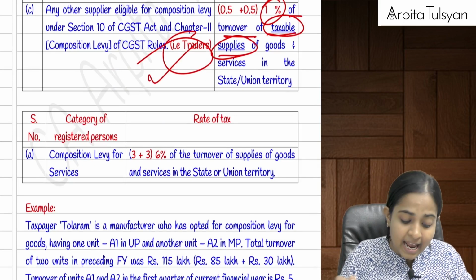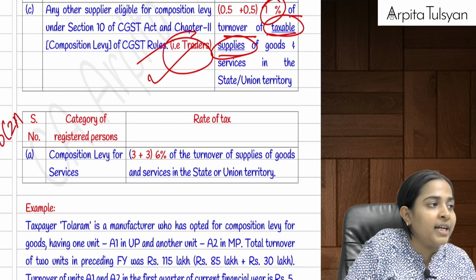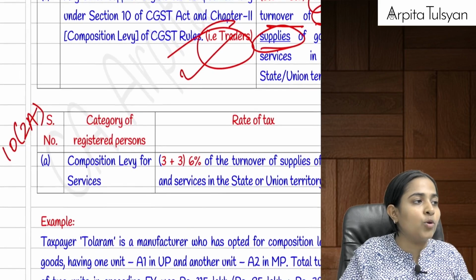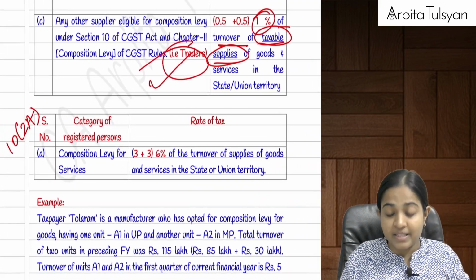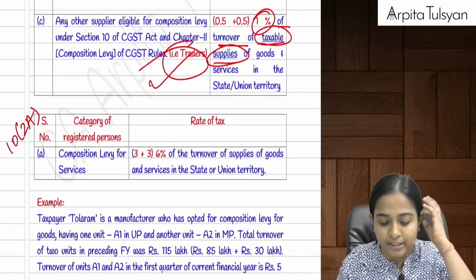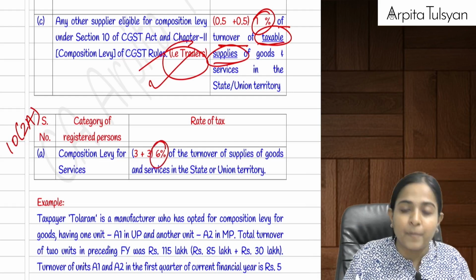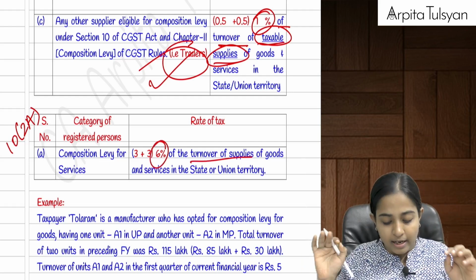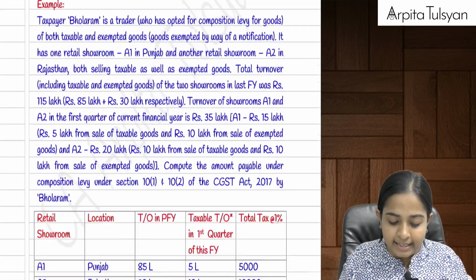Please refer to that. And then section number 10.2a. Do you recollect what was section number 10.2a? What was section number 10.2a? 10.2a was talking about services other than restaurant supply. In that case, 6% will be the rate of tax that will be applicable on the total turnover. Are you clear till here, everyone?